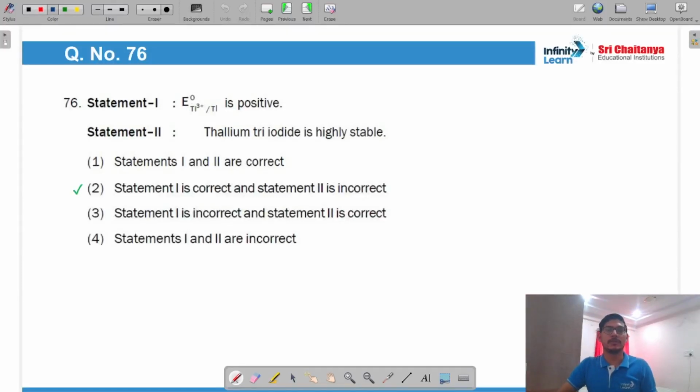This electrode potential is positive. Yes, because thallium 3+ is a strong oxidizing agent. Because of the inert pair effect, its +1 state is more stable. Thallium triiodide is highly stable. Thallium in +3 state actually cannot exist with the iodide ion. Alright, it gets reduced to thallium +1. So thallium(III) iodide does not exist. It is not stable, right? So statement 1 is correct. Statement 2 is incorrect.